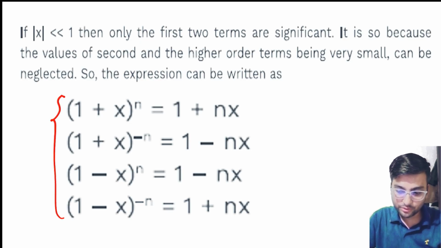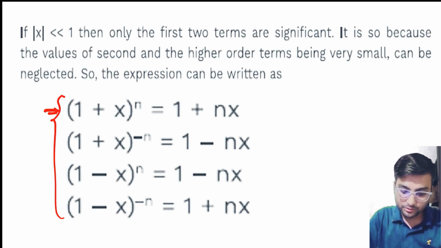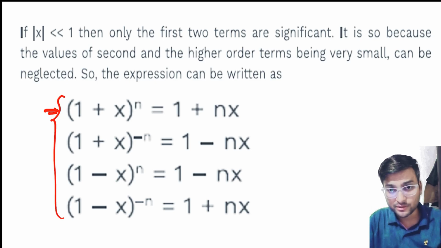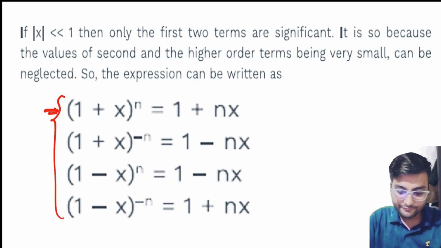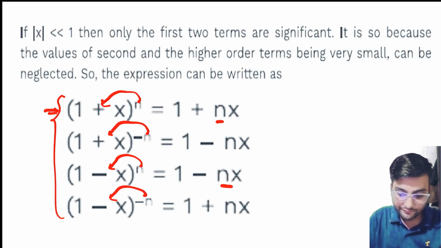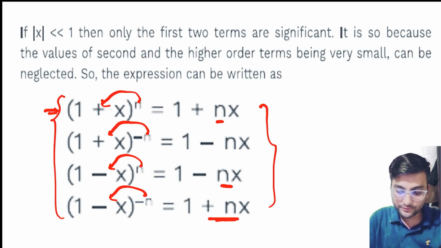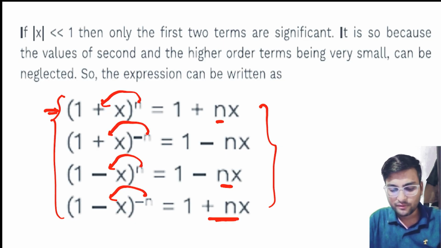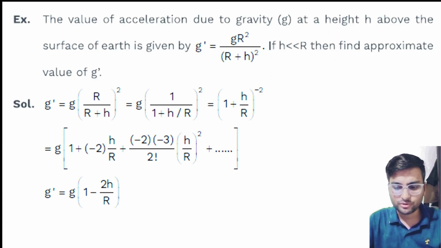Suppose, in the next slide, see this. These are the most important points for our physics, because generally these terms are used in physics. If (1 plus x) power n is there, then n is multiplied with x. If minus n, then also n is multiplied with x. So these 4 formulas are important. Generally we use this much only in physics, not more than that. That is enough for us, right?